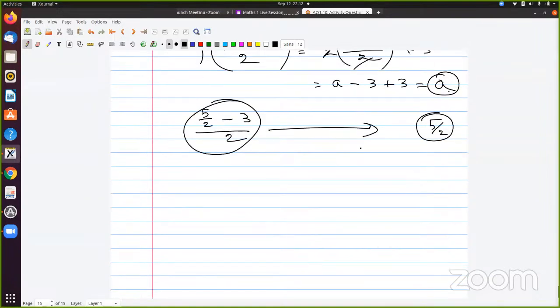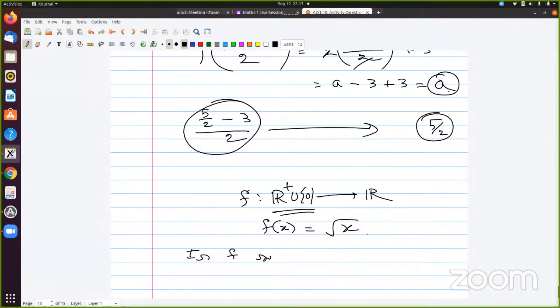Okay, let me ask another question. This is R plus is your domain to R, f(x) equal to root x. R plus means R plus including 0. So this was your domain as we have calculated. Now is it surjective? No, sir.